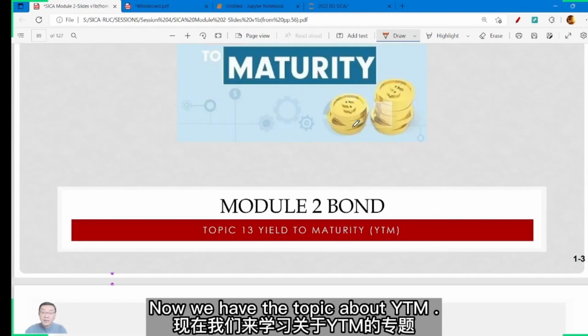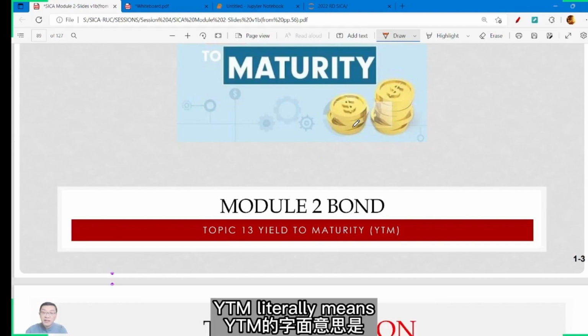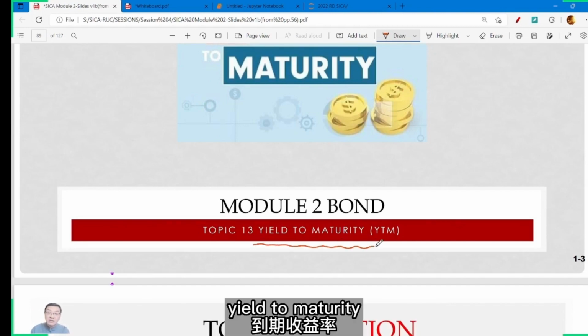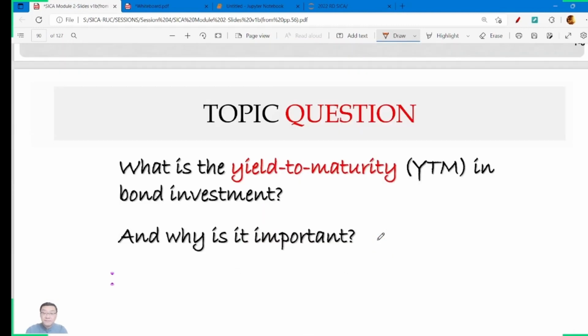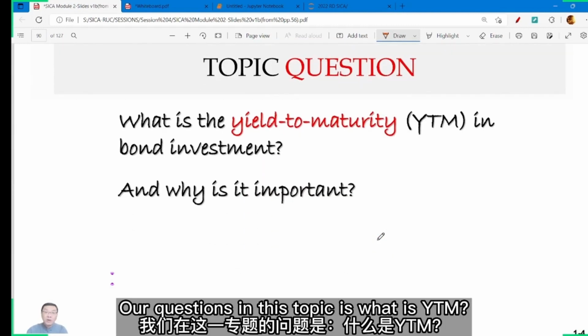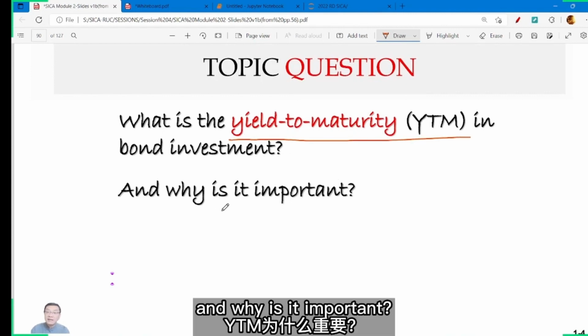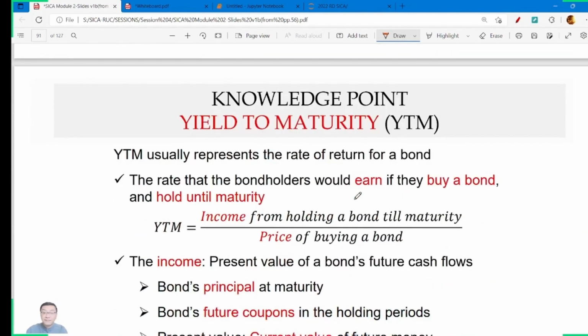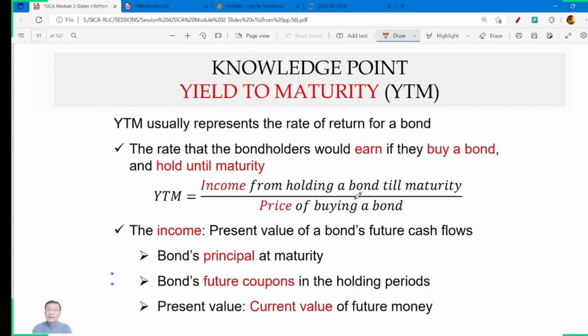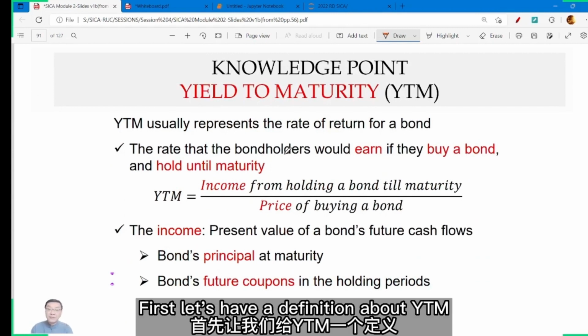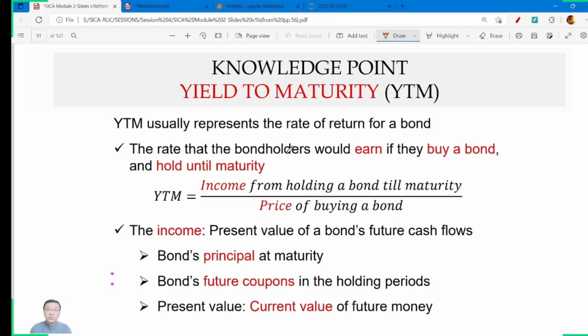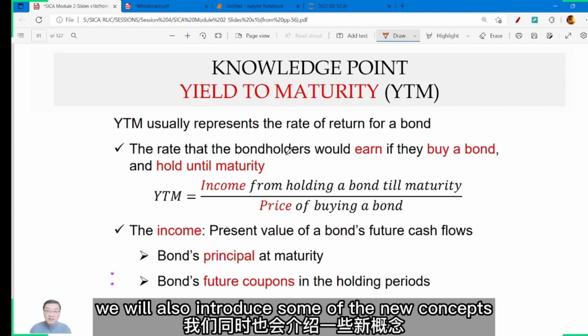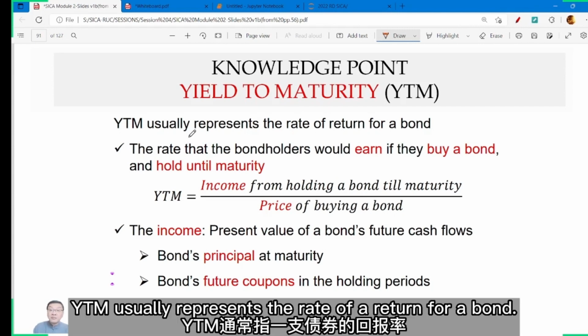Now we have the topic about YTM. YTM literally means yield to maturity. Our questions in this topic are: what is YTM, and why is it important? First, let's have a definition about YTM. And in the definition, we will also introduce some new concepts. YTM usually represents the rate of return for a bond.